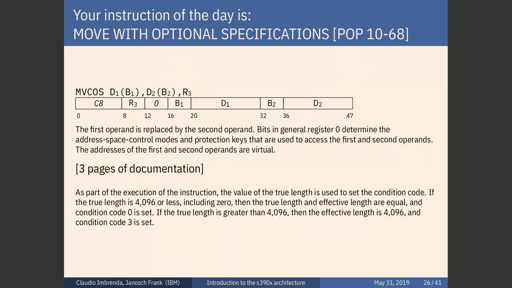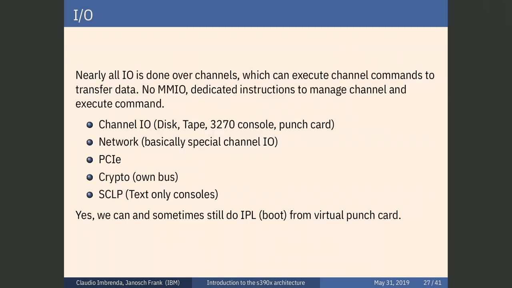I'm not going to go through it, I mean, there's lots of documentation, and the interesting thing is that it moves at most 4K of data, and if you have more than that to move, then you get a condition code, and basically you loop on the condition code until you're done. Yeah. So we have copy to user in one instruction, because why not?